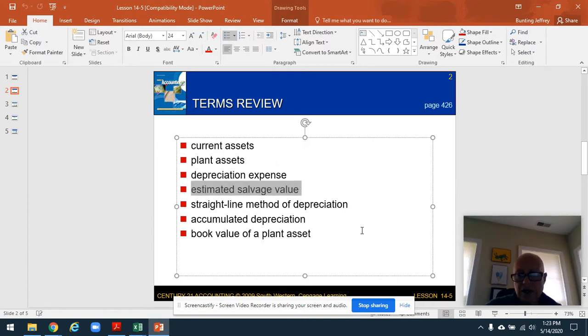Okay, now here's this concept, and I'm probably going to belabor this farther than you need to, but I want to reinforce it because my accounting students stumble over this every time I teach this lesson. So the salvage value is the value which the asset can never depreciate below, also called scrap value.